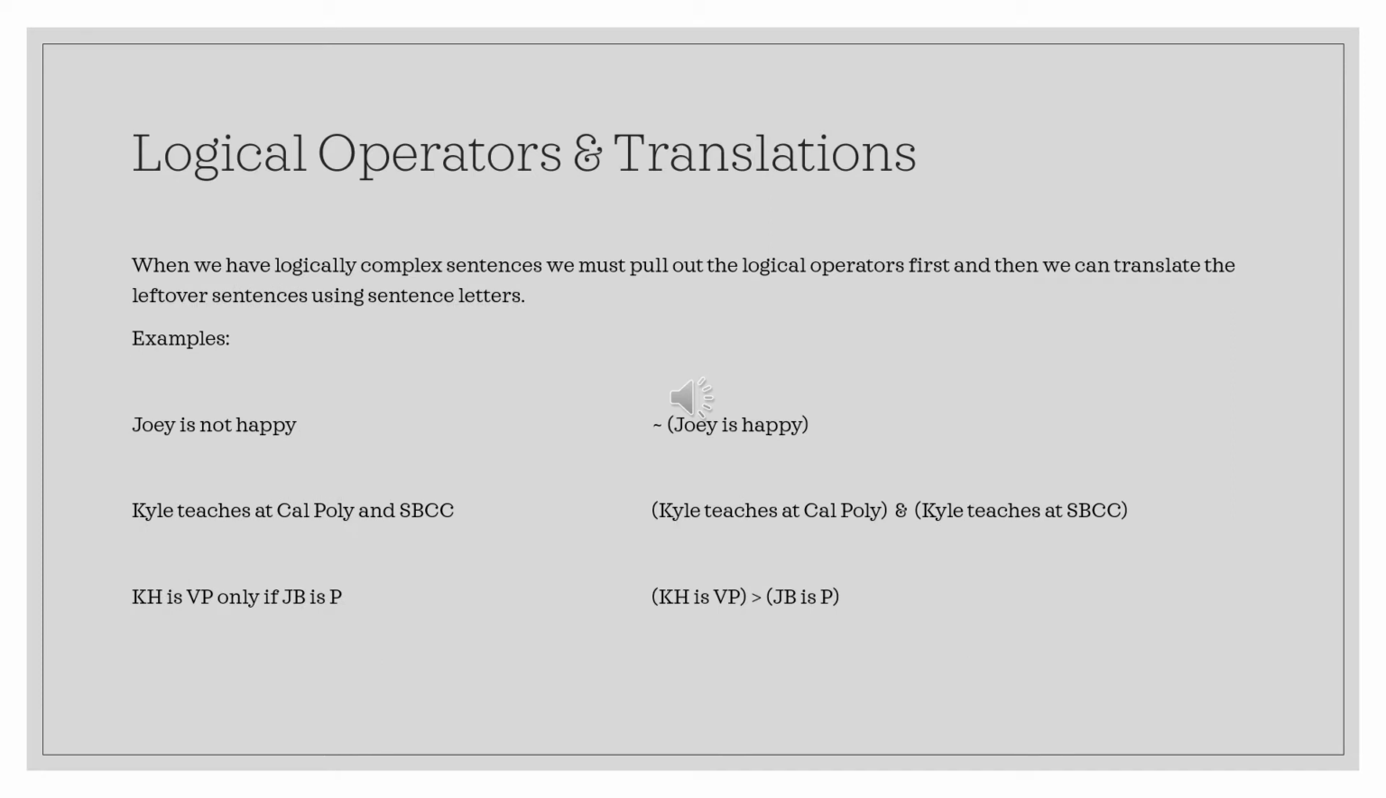Now, when we have logically complex sentences, we can pull out the logical operators first, and then we can translate the leftover sentences using sentence letters. So take, for example, the sentence, Joey is not happy. Well, we can pull the negation, the word not, out of that sentence and turn it into a symbol. So there I've got the little tilde, which is our symbol for negation. And basically what this says now is it's not the case that Joey is happy. Similarly, with Kyle teaches at Cal Poly and Santa Barbara City College, we can pull those two sentences out and use the conjunction symbol, the ampersand, to end up with Kyle teaches at Cal Poly and Kyle teaches at SBCC.